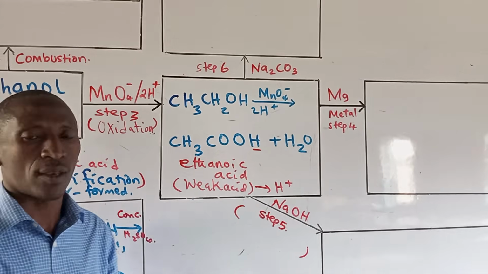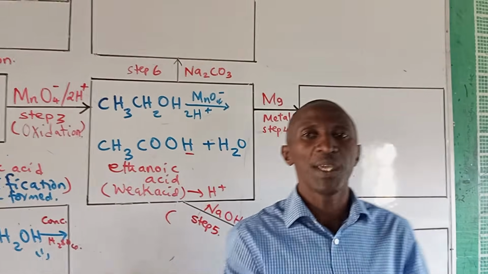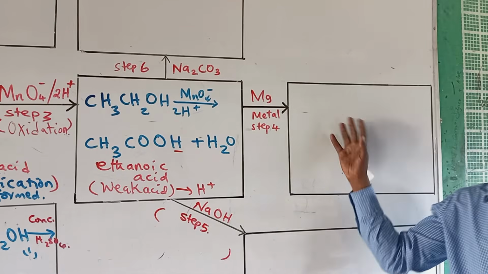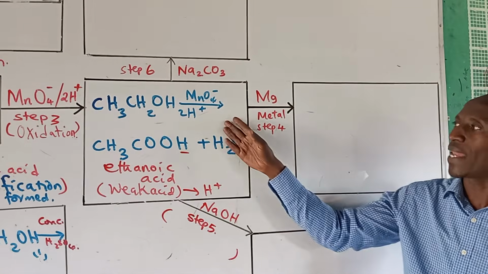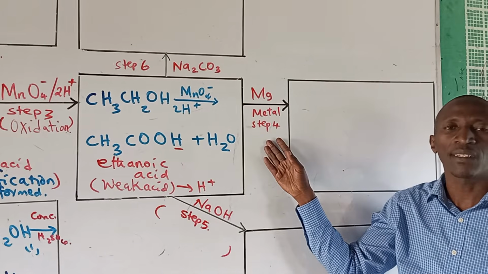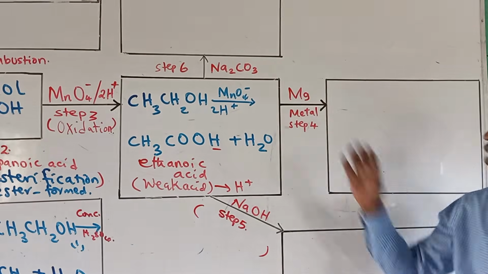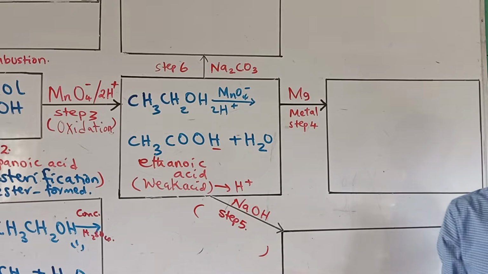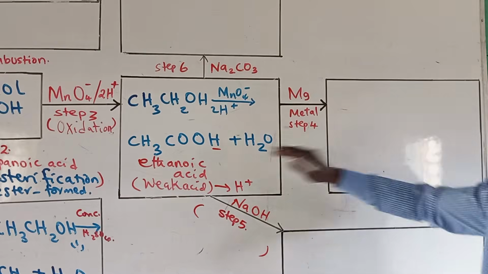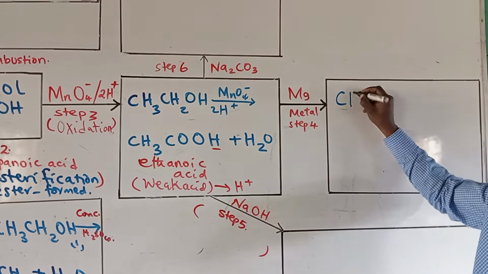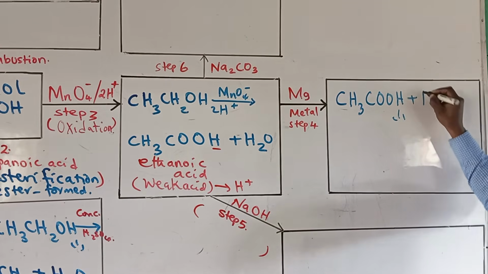Let's start with the simplest one, a particular metal. We have picked on magnesium. The reason being, magnesium is moderately reactive. We would not like to have the reaction of an acid and a highly reactive element like potassium, because that reaction would be explosive in nature. So we have picked on magnesium. You may also pick on a metal like zinc. So let's go. We have now the ethanoic acid, that is CH3, like that, reacting with magnesium.